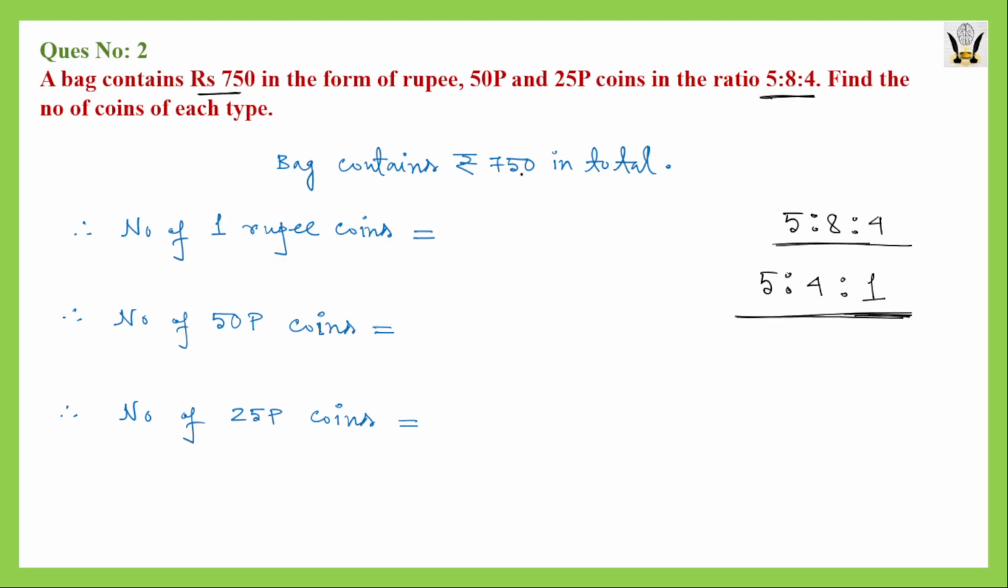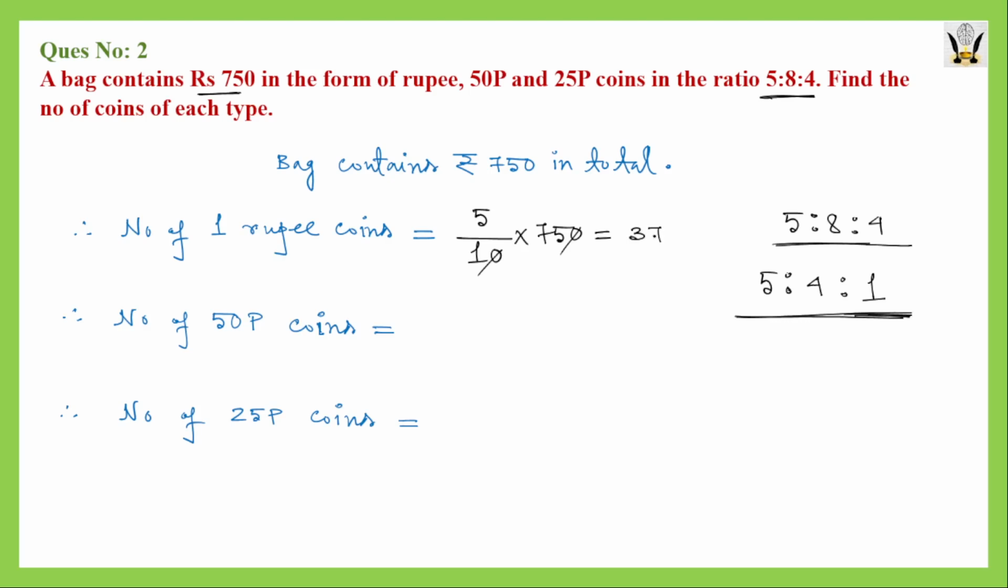So now, since from the total rupees we will find their numbers, in the case of 1 rupee coins, the ratio is 5, and the sum of this ratio is how much? It is 10. So out of 10 it is 5, and the total valuation is 750. So 750 divided by 10 is 75, multiplied by 5, so it will be 375.